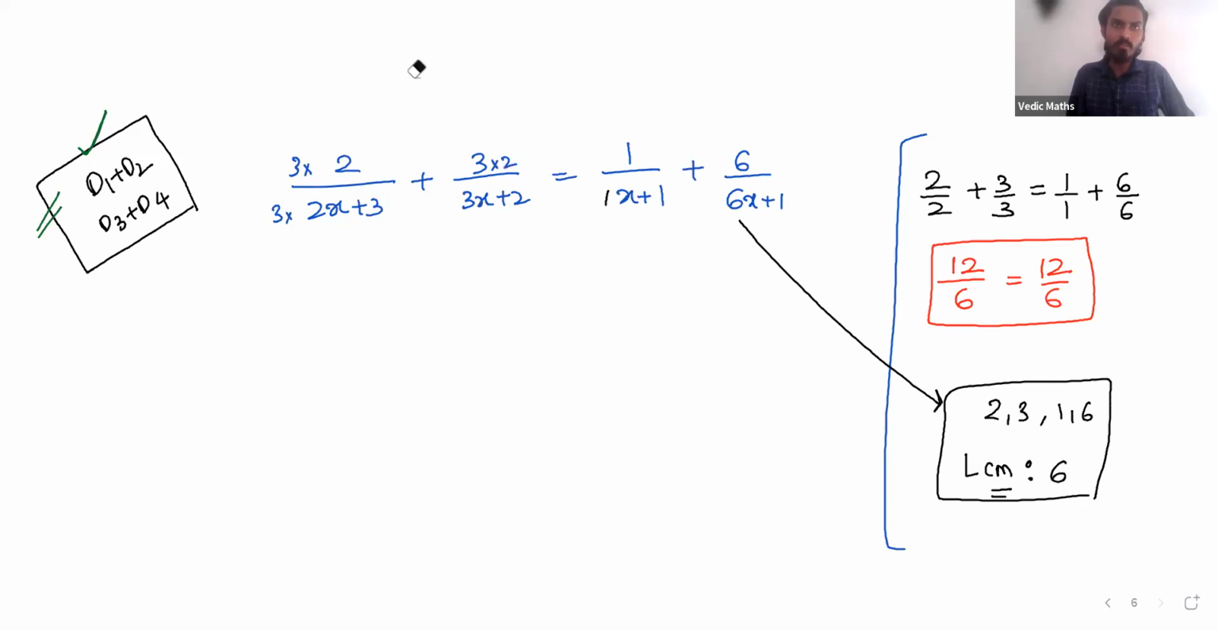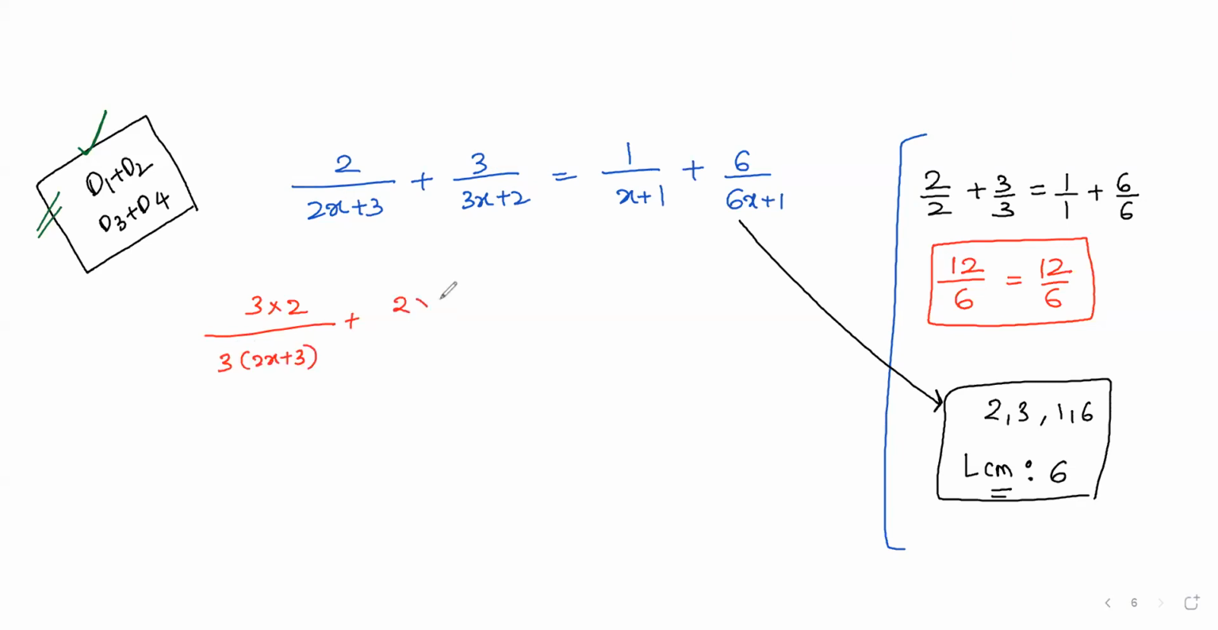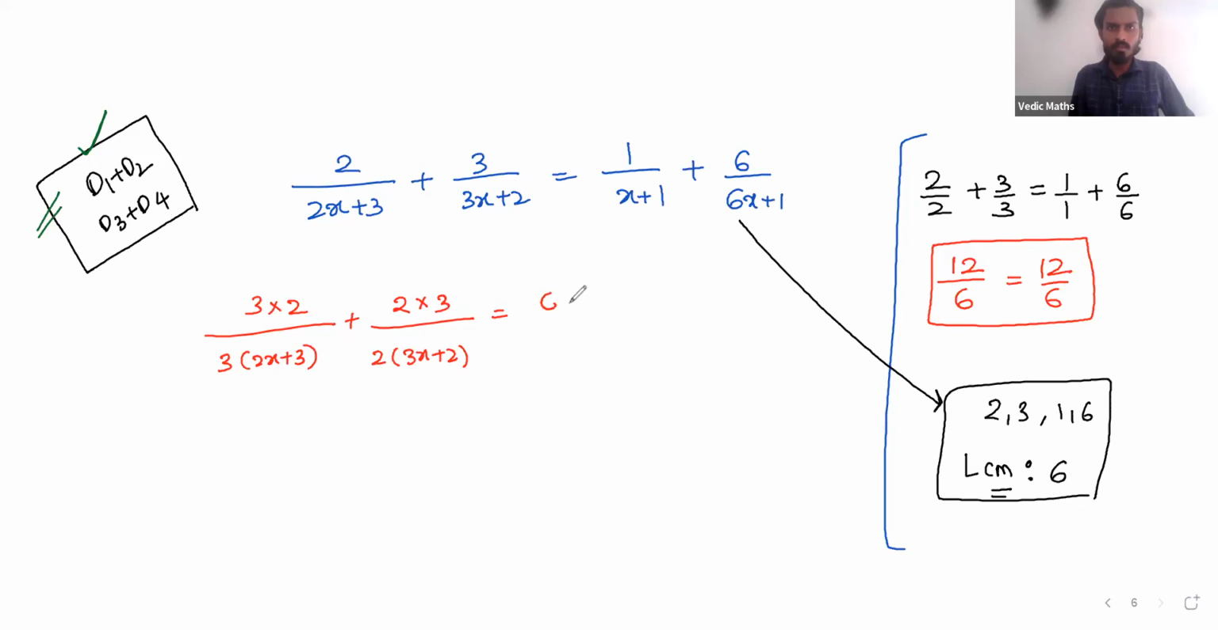Sorry, let me change the color so that we can easily identify. So that is 3 into 2 upon 3 into x plus 3, plus 2 into 3 upon 2 into 3x plus 2, equal to 6 into 1 upon 6 into x plus 1, so 1 into 6 upon 1 into 6x plus 1.